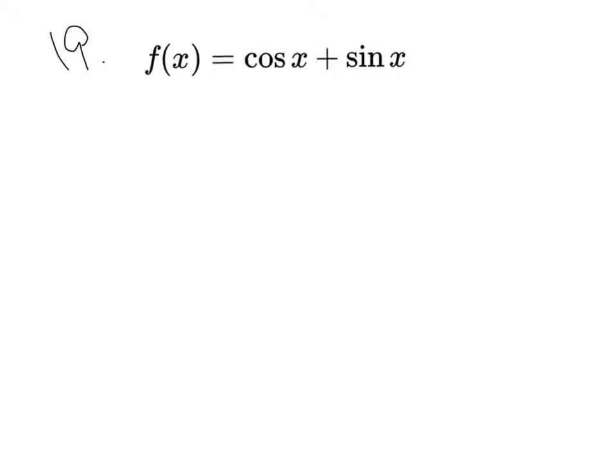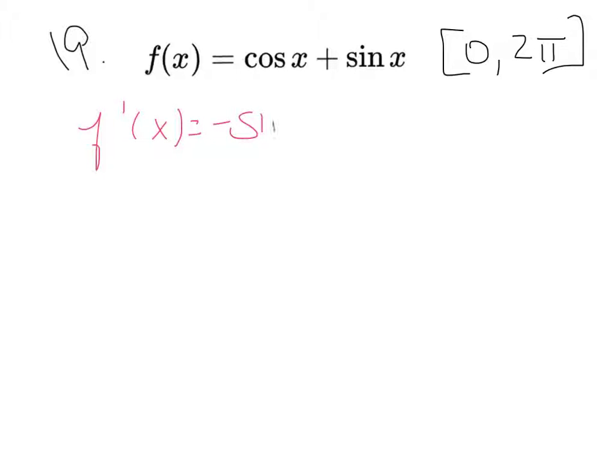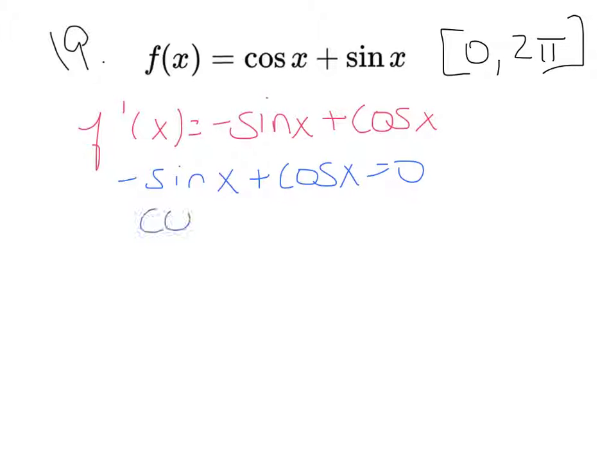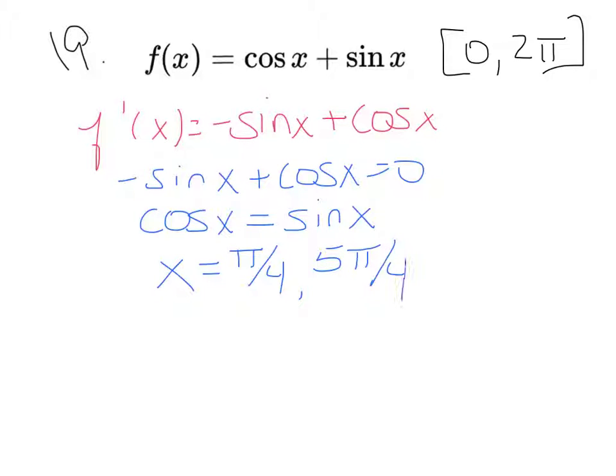Okay, now we'll look at number 19. It's going to be the same process. We're looking for the local extrema, but just on the interval 0 to 2 pi. So we take our derivative. F prime will be negative sine plus cos. We look for our critical numbers. We set this equal to 0. So this would be wherever cos x is equal to sine x, and that's going to happen in two places: in the first quadrant at pi over 4, and in the third quadrant at 5 pi over 4.